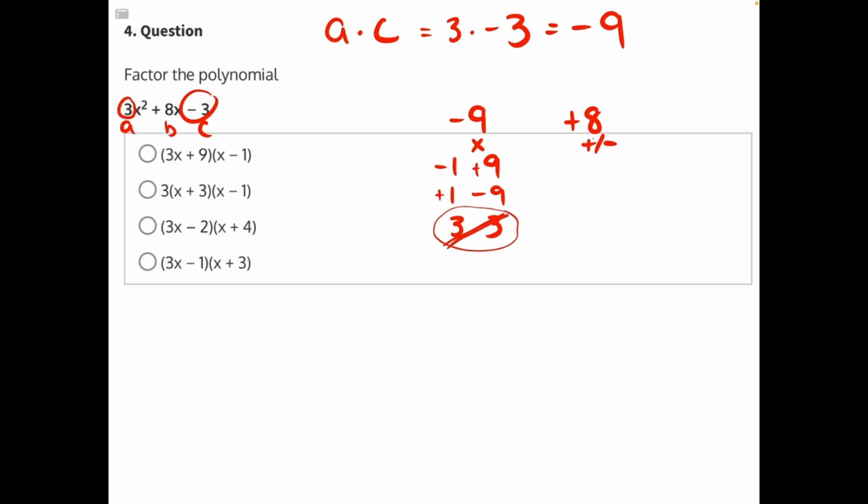Looking here, negative 1 plus 9 would give us a positive 8. 1 minus 9 would give us a negative 8, so this option does not apply.